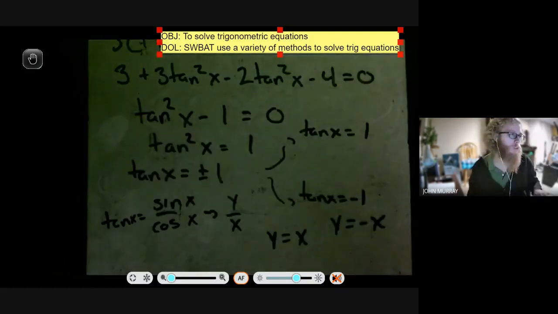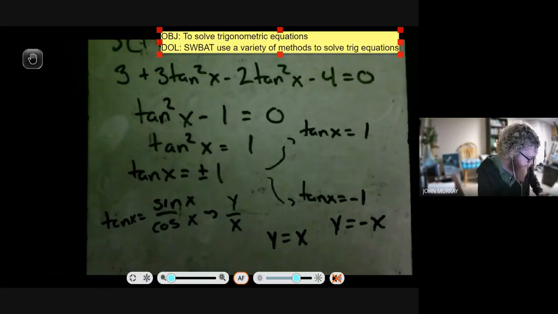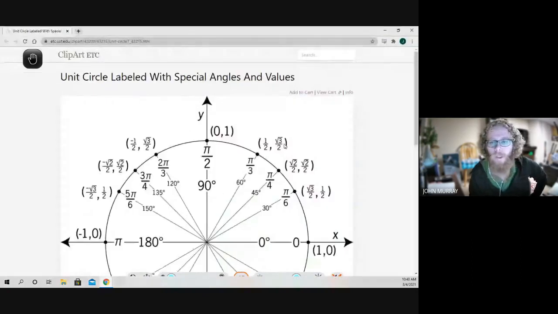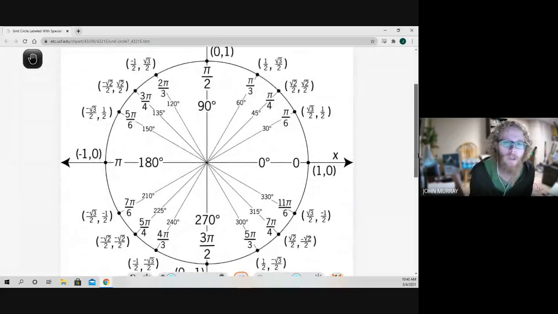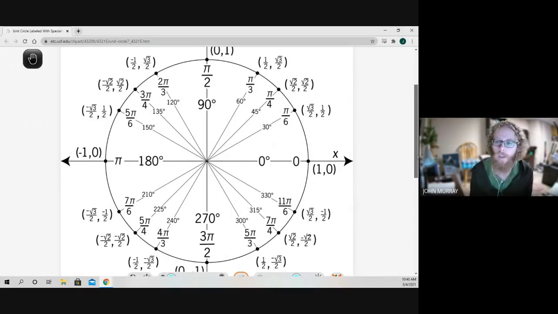So if we look at the unit circle, I should have pulled that up earlier. Give me a second. Okay, so looking at our unit circle, now I'm looking for all the terms where the x and y coordinate are equal. And that only happens 4 times. At pi over 4, at 3 pi over 4, at 5 pi over 4, and at 7 pi over 4.